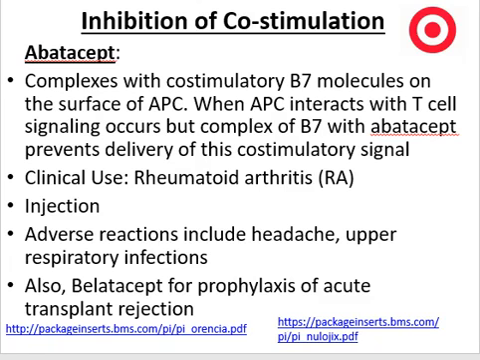Okay, and so kind of the prototypical drug is abatacept, and we're looking at the ability to shut down that co-stimulatory B7 molecule on the surface of antigen-presenting cells. And so remember, this antigen-presenting cell is going to interact with a T cell, and then that complex is going to actually induce a change in some of the proteins called co-stimulation, and that's going to increase the activity of some of these T cells.